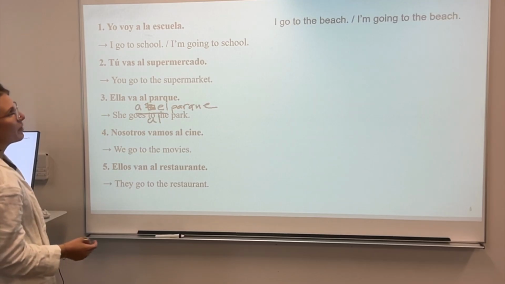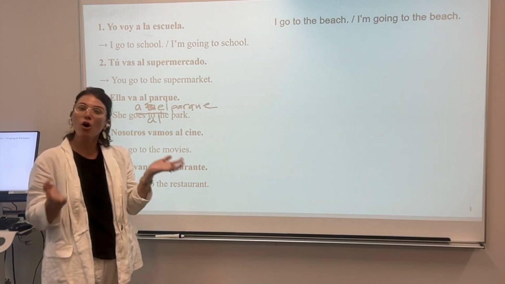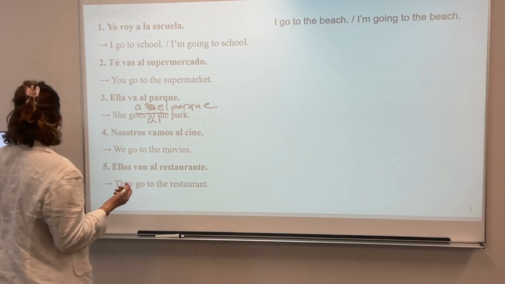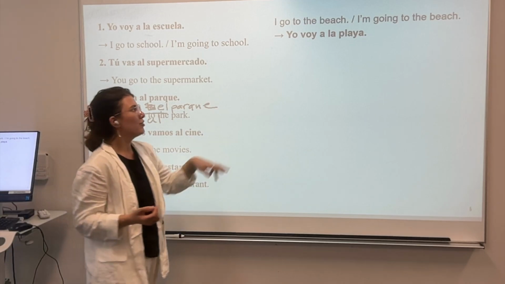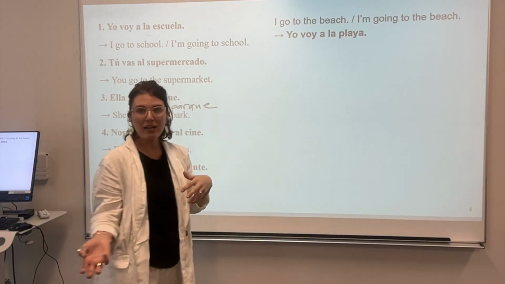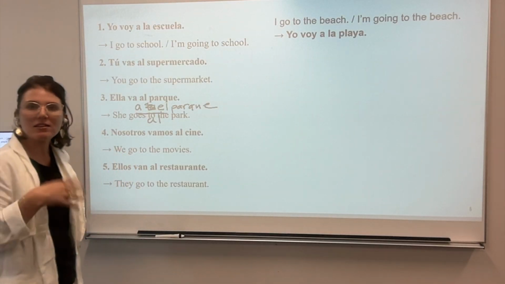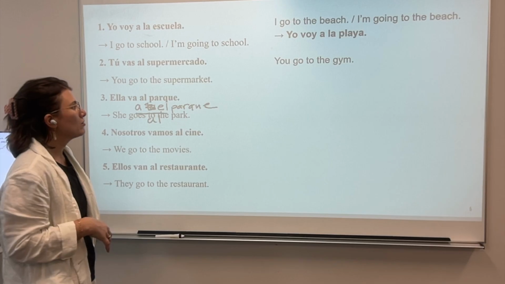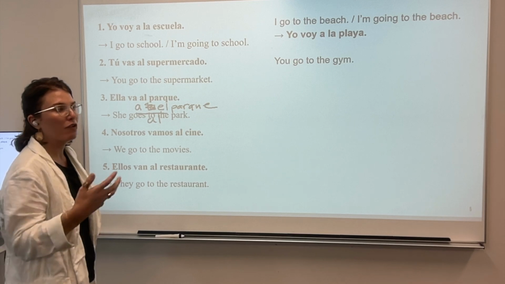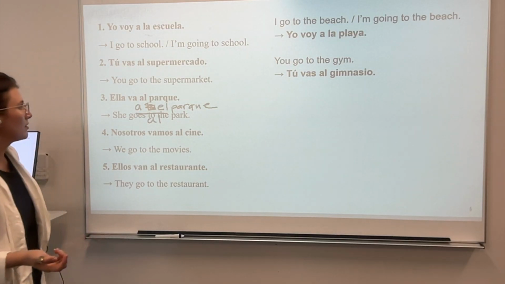Let's try some the other way around. I go to the beach, or I am going to the beach. So you would start with the yo, which is optional, right? And then going, the I form, voy a la playa. You don't combine these. You only combine words like this when there's two vowels beside each other. So a el combines, but a la stays separate. This is not a super important thing at this level. I'm just letting you know. You go to the gym. You, tú, then the form of you go, vas al gimnasio. All right.